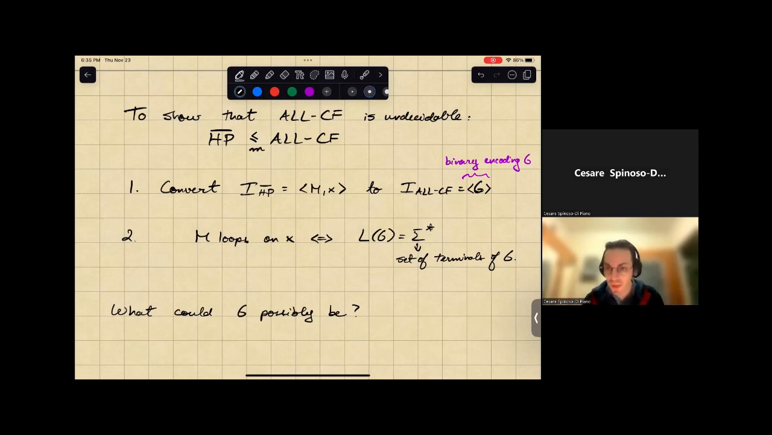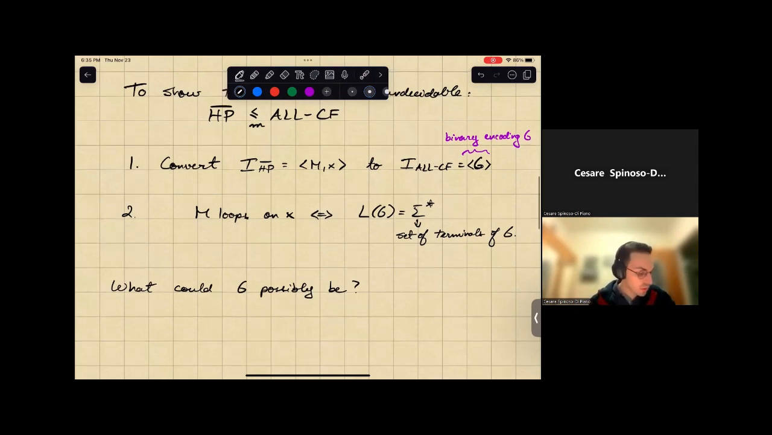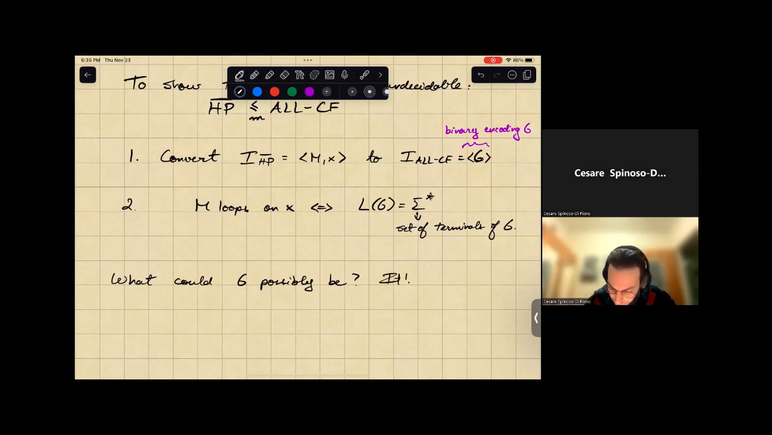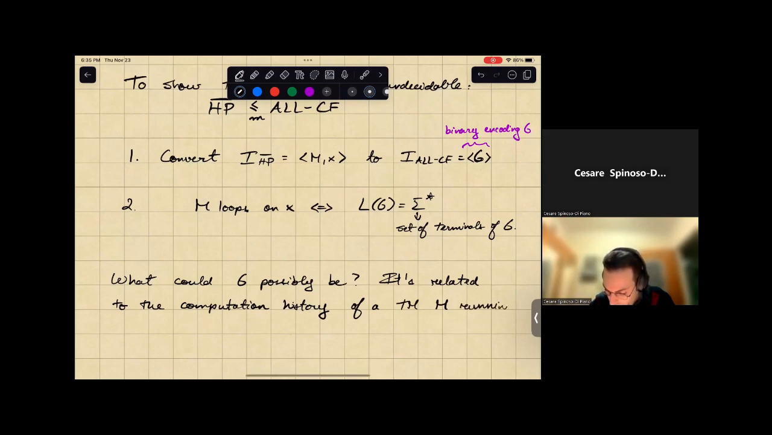I need to sort of formally define what I mean by computation history and how a grammar could actually generate such a thing. So at a high level, it's related to the construction of G given M and X. It's related to the computation history of a Turing machine M running on input X.